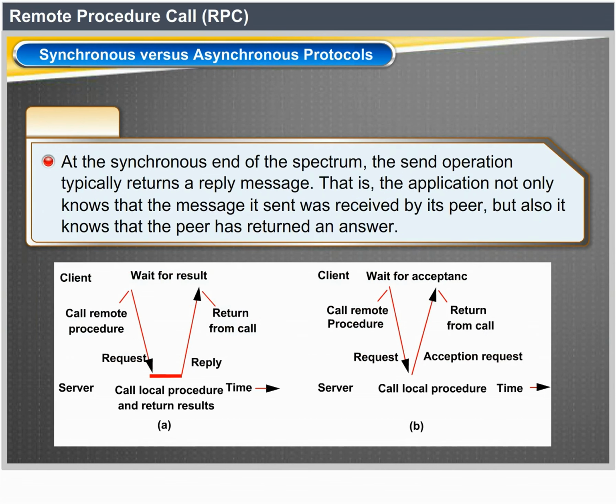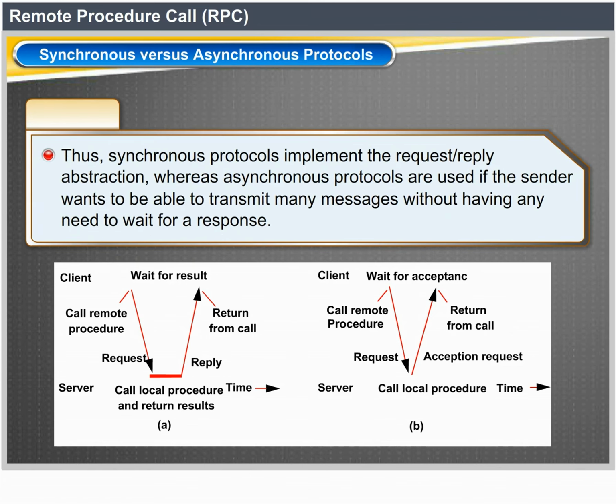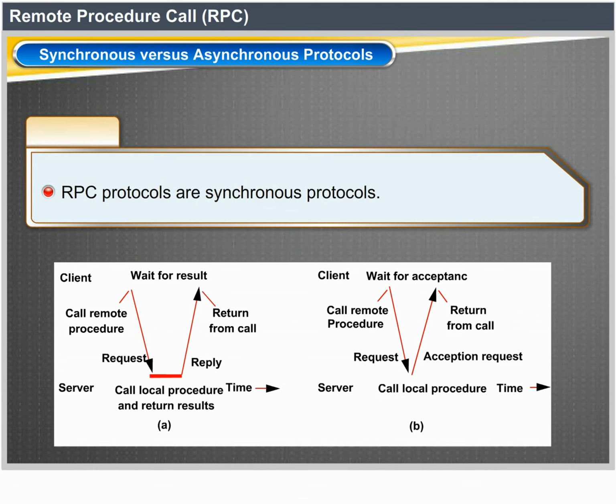At the synchronous end of the spectrum, the send operation typically returns a reply message. That is, the application not only knows that the message it sent was received by its peer, but it knows that the peer has returned an answer. Thus, synchronous protocols implement the request-reply abstraction, while asynchronous protocols are used if the sender wants to be able to transmit many messages without having to wait for a response. RPC protocols are synchronous protocols.